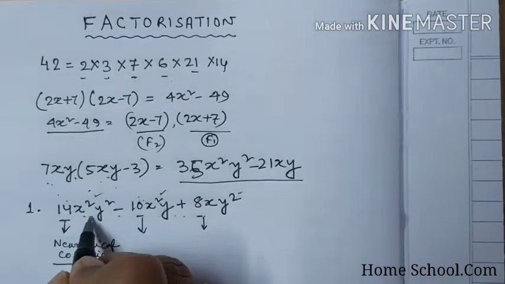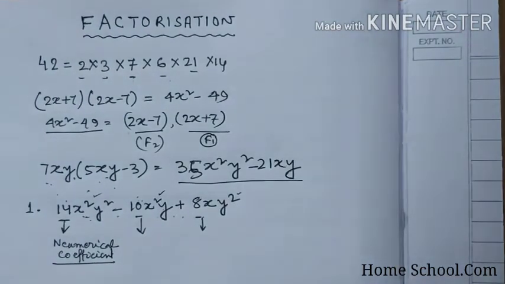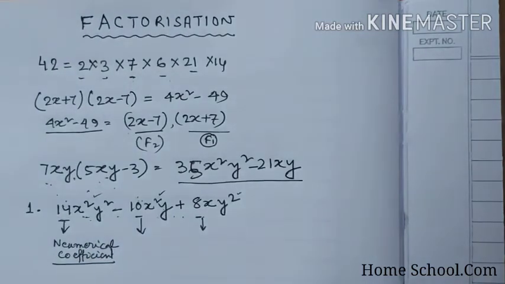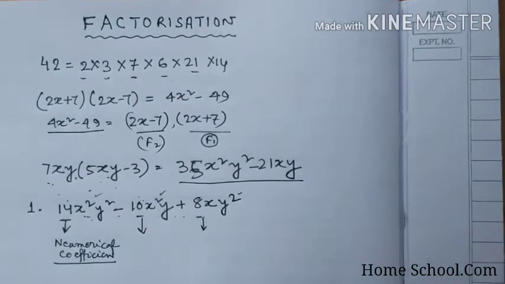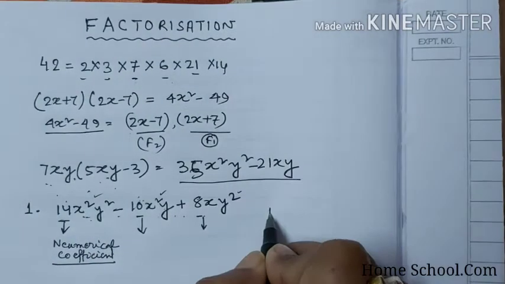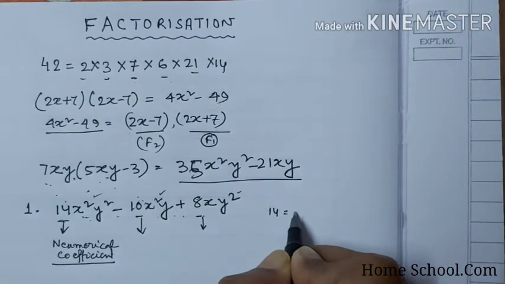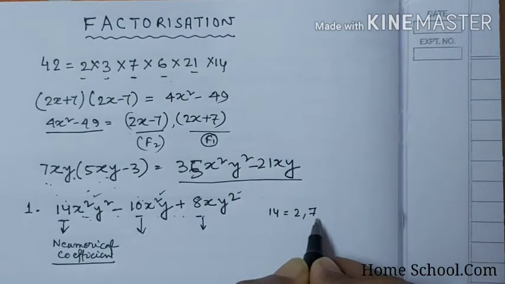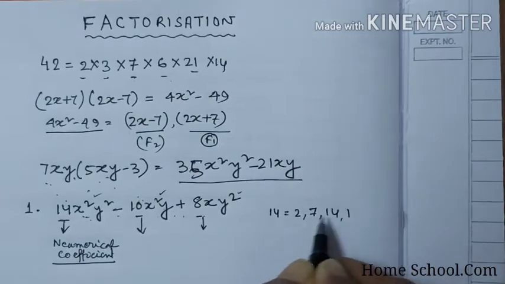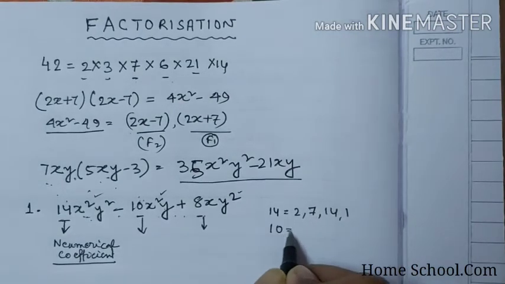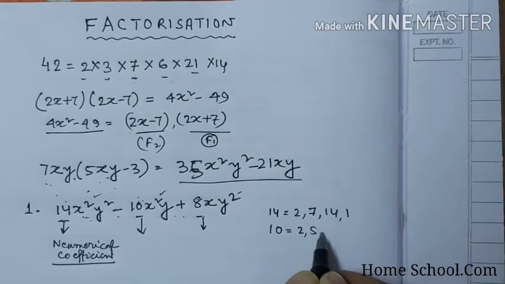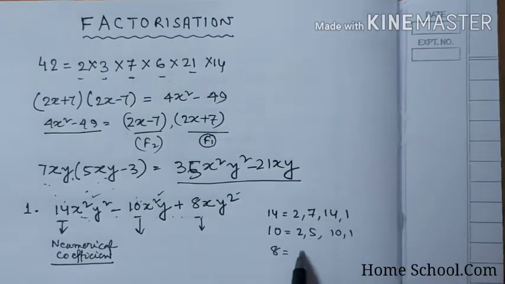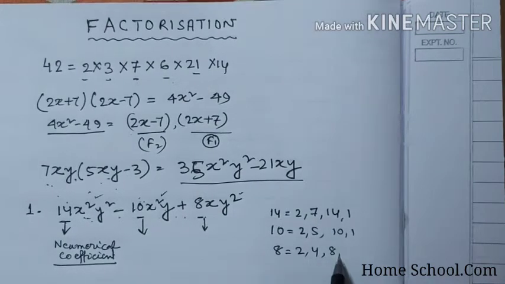Second, all alphabets are called literal coefficients. Now I have to see what is the HCF of 14, 10 and 8. HCF means highest common factor. 14 can be divided by 2, 7, 14, 1. We all know 10 can be divided by 2, 5, 10 and 1. 8 is divisible by 2, 4, 8, 1.